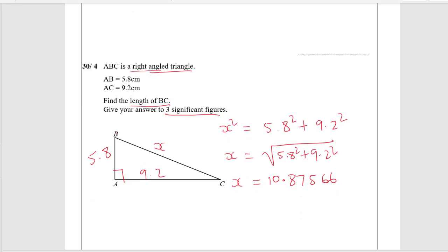We are getting a lot of rounding questions, so always remember how to round them. So that will give us 1, 2, 3. Draw the line after the 3 significant figures. 0 counts as significant because it's after the 1. If you started with 0, it will not count as significant. So it's 5 or over, so we add 1 to the 8. Okay, so that gives us 10.8, add 1 is 10.9 centimeters. And that's the answer.